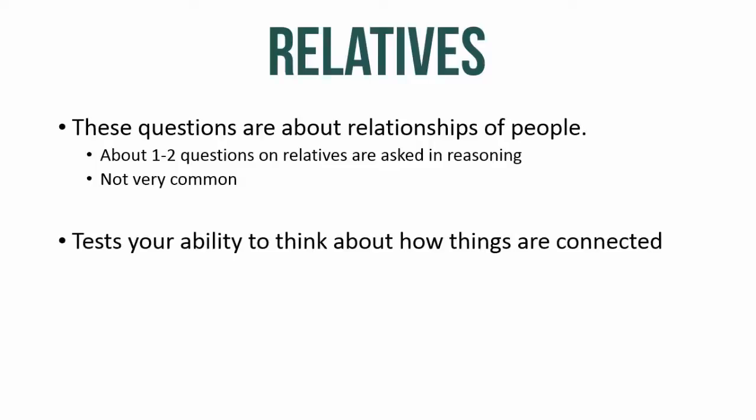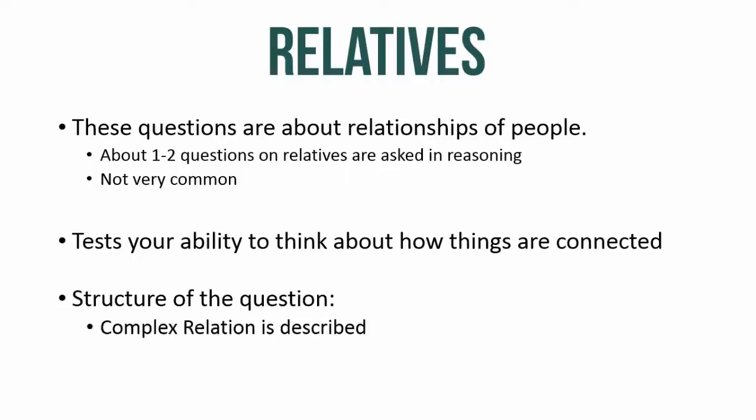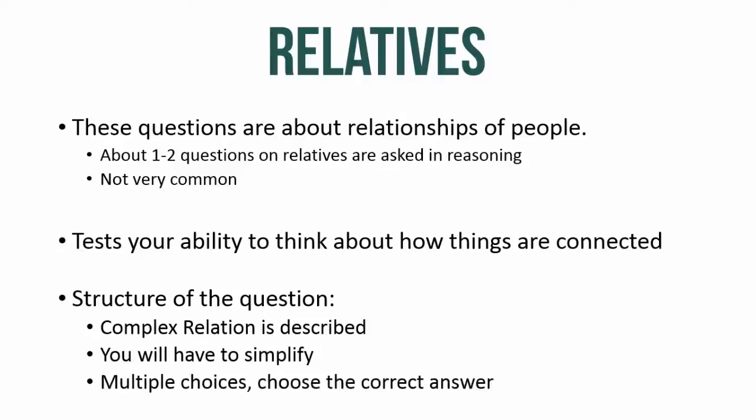This kind of a question tests your ability to think about how two things or two people can be connected to each other. If you look at the structure of the question, you will be provided with a very complex description of the relation between two people. You will have to simplify this complex relationship and then choose the correct answer from 5 multiple choices provided.